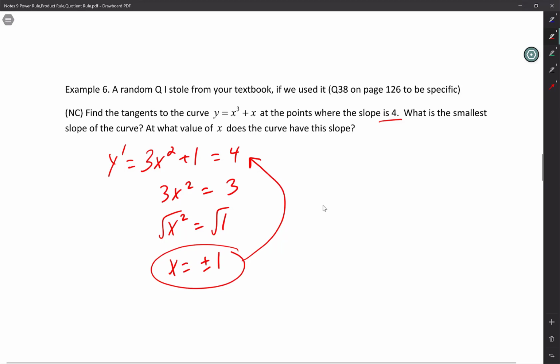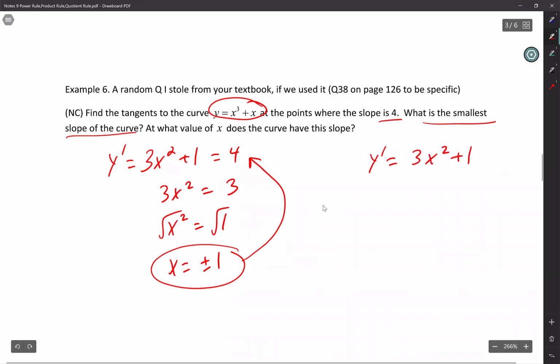Now, it also wants to know what is the smallest slope of this curve. Well, look, this expression, 3x squared plus 1, tells me the slope of my curve for any x. Does that make sense to you guys? What is the smallest this expression will ever be? 1. That's it. That's the smallest. So does that make sense or no?